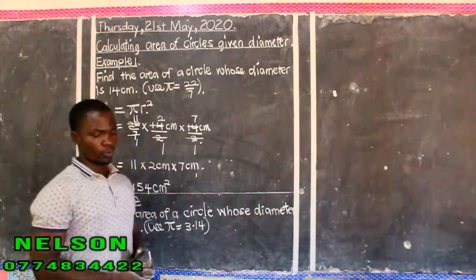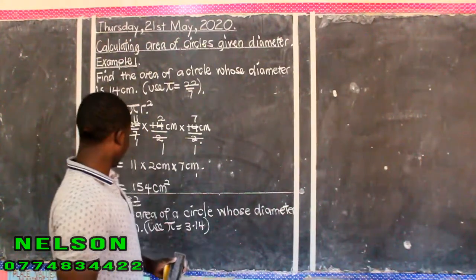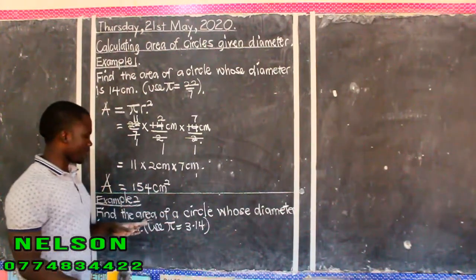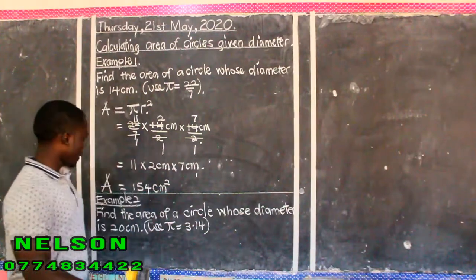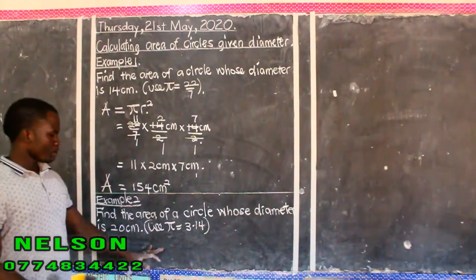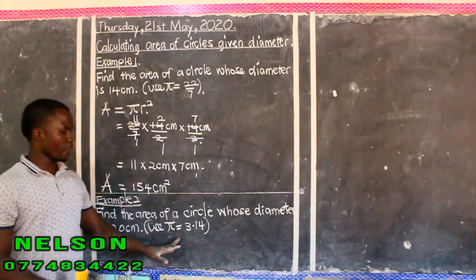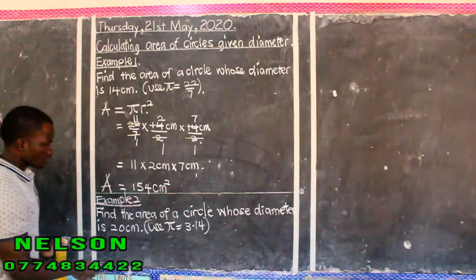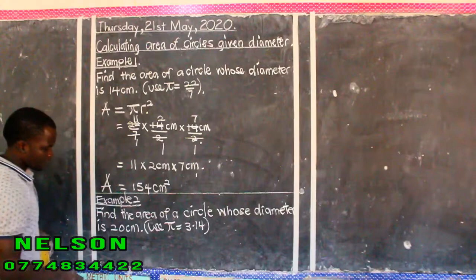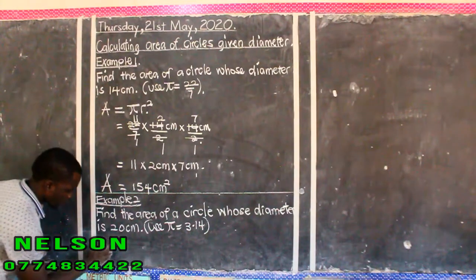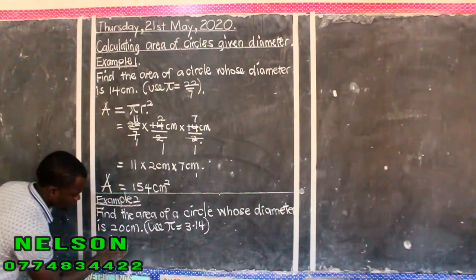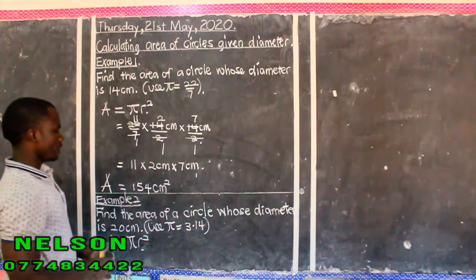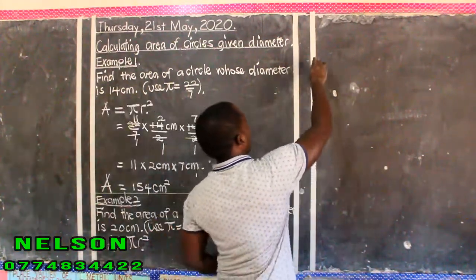Number 2, the question is, find the area of a circle whose diameter is 20 centimeters. But here they have instructed us to use the pi of 3.14. Okay? So we shall state our formula for finding the area of a circle, and the area of the circle equals pi r squared. We shall go ahead and substitute.